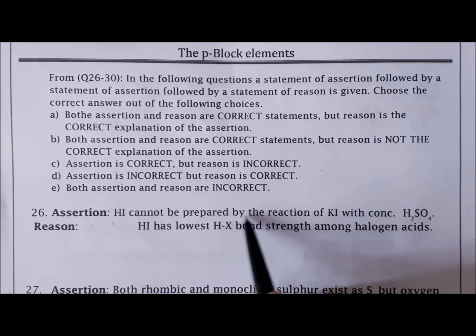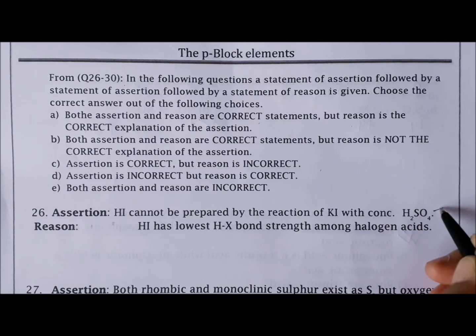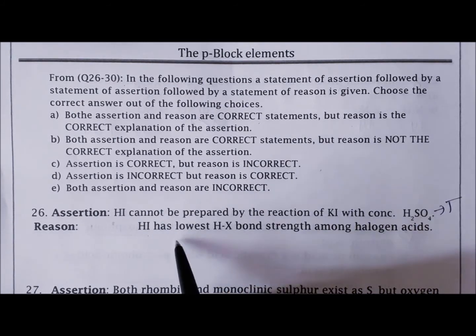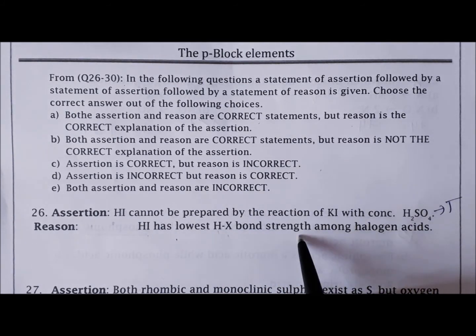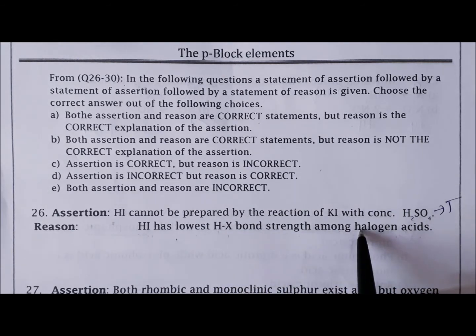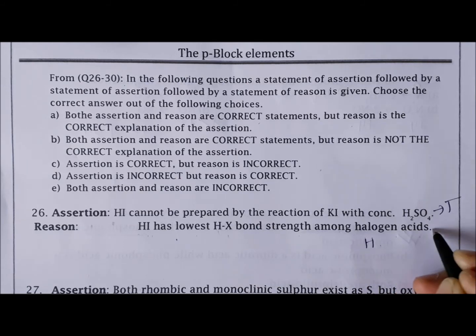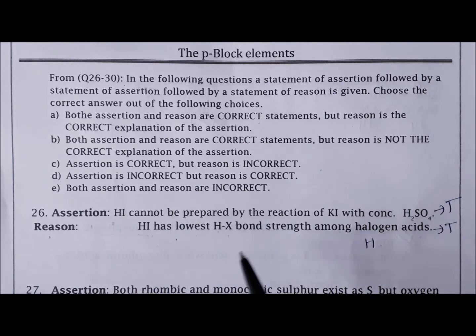Assertion: HI cannot be prepared by the reaction of KI with concentrated H2SO4. This statement is true. Reason: HI has the lowest H-X bond strength among the halogen acids. HI will have the lowest bond dissociation enthalpy, yes, because iodine is almost at the bottom of the periodic table. So this statement is again true, but the reason is not the correct explanation for the assertion.